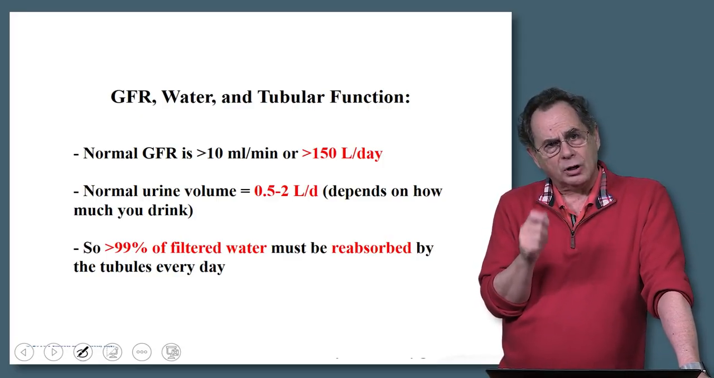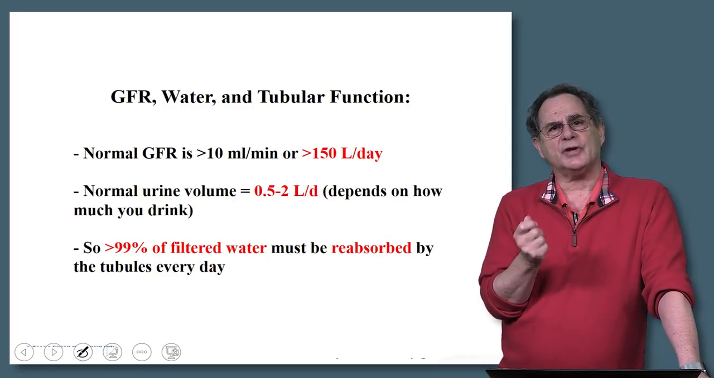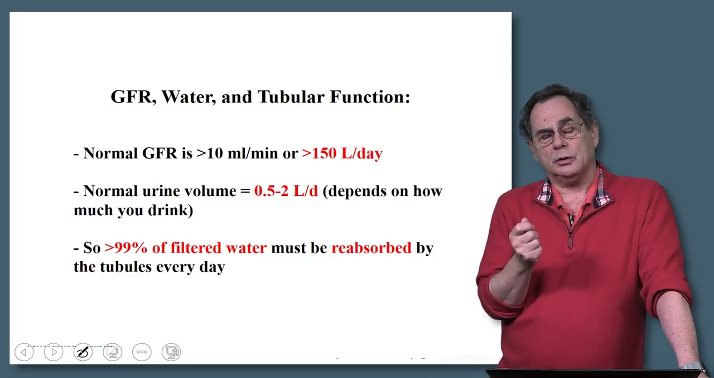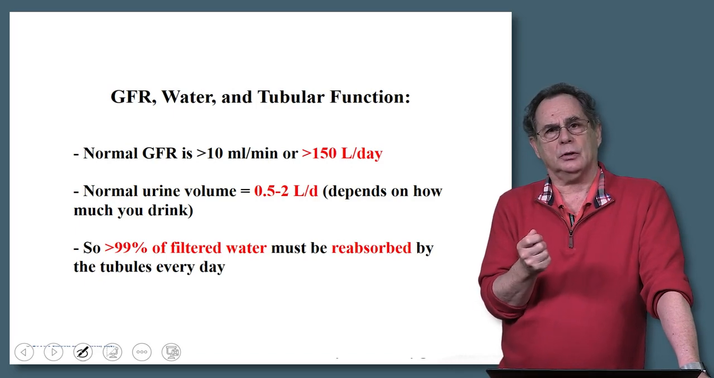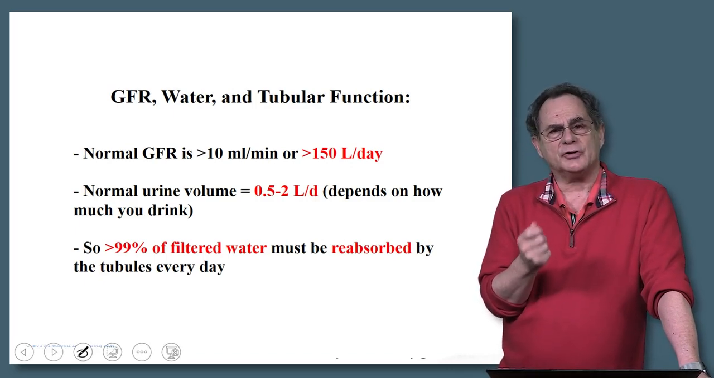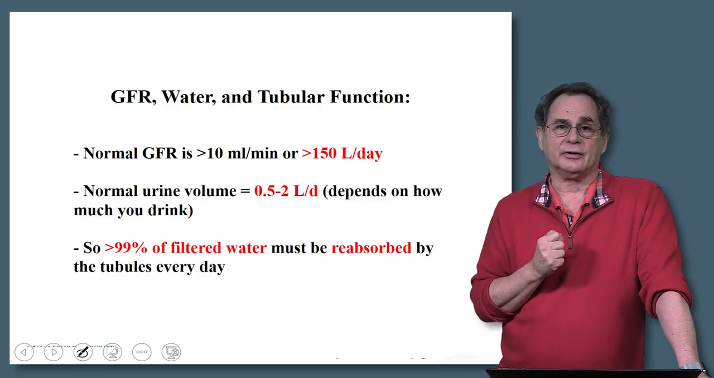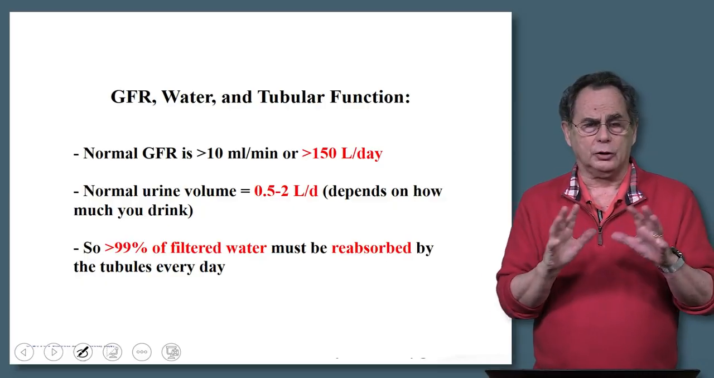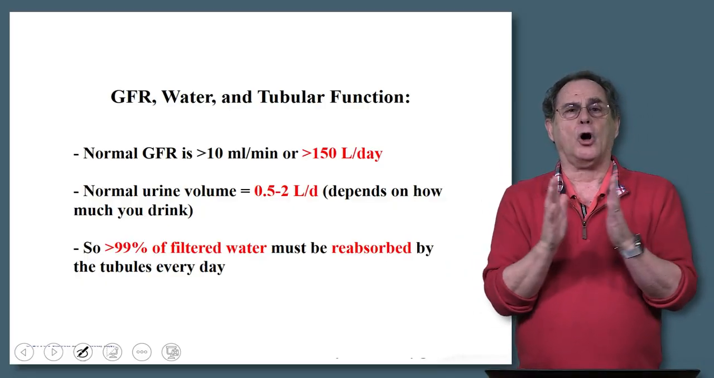So one of the remarkable things to realize is that 99% or more of the filtered water that enters Bowman space and then enters the tubule lumen is reabsorbed by the time that luminal flow gets to the end of the collecting duct. So one of the remarkable things is the kidney goes through a lot of work to collate a large volume of ultrafiltrate, and then it reabsorbs almost all of it.